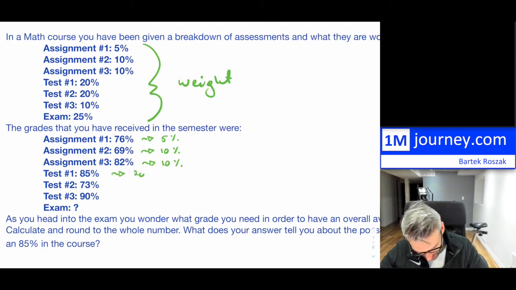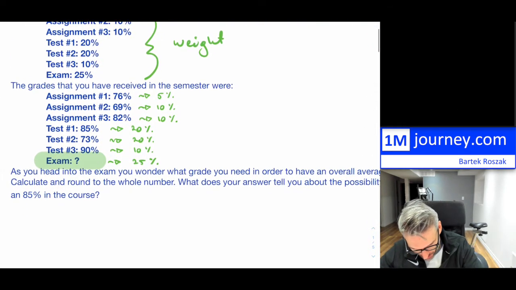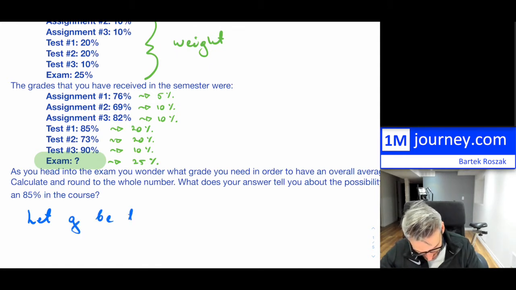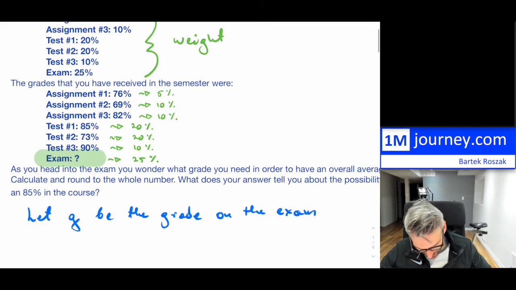Test 1 is 20%. Test number 2 is also 20%. Test number 3 is 10%. And then this final exam is 25%. And I'm trying to figure out what this exam mark is supposed to be. So, well, let's give it a go. If you want to be kind to your teachers, you can just define what you're looking for. So I'll put G for grade. So let G be the grade on the exam. Okay, so that's the needed grade that we will want to have.